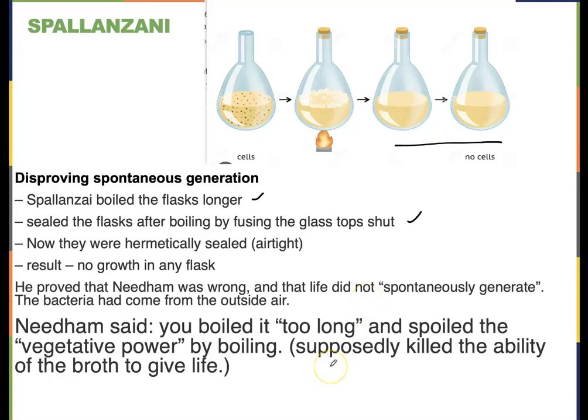And Needham said, oh no, you boiled it too long. You spoiled the vegetative power by boiling, so there's some kind of life that exists in the broth that he boiled away. And so that was Needham's comeback.